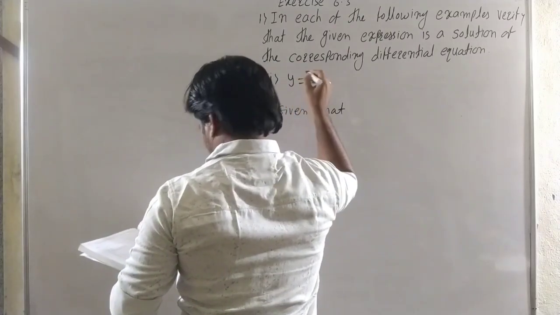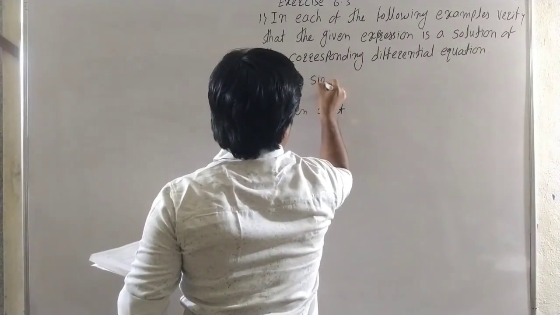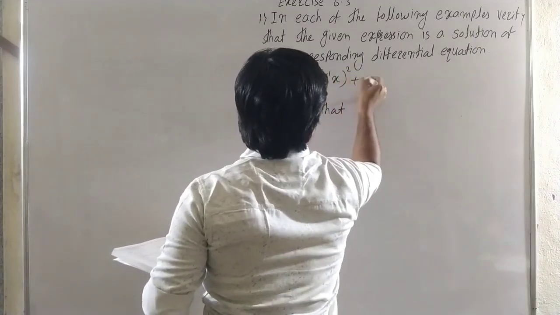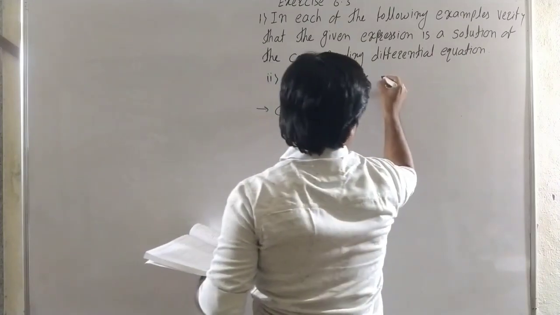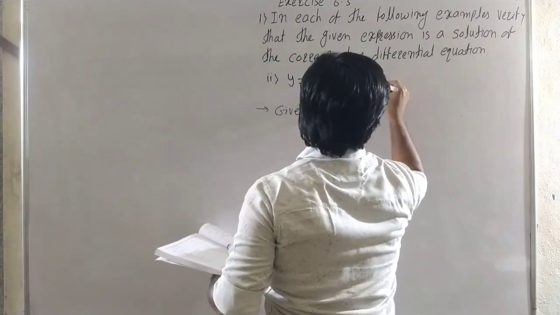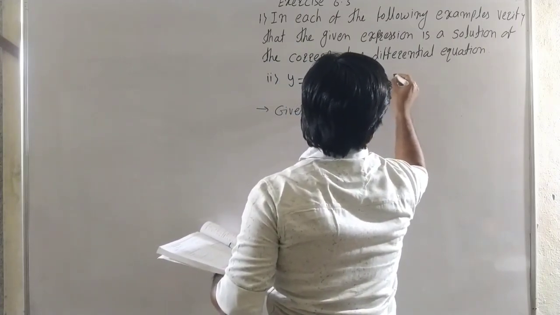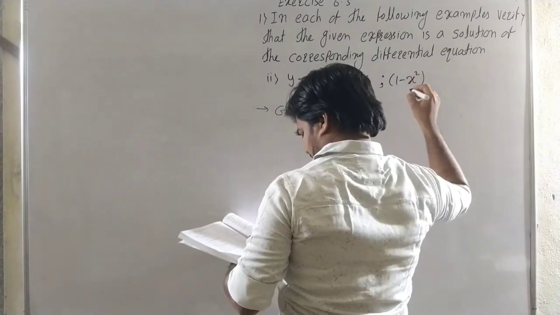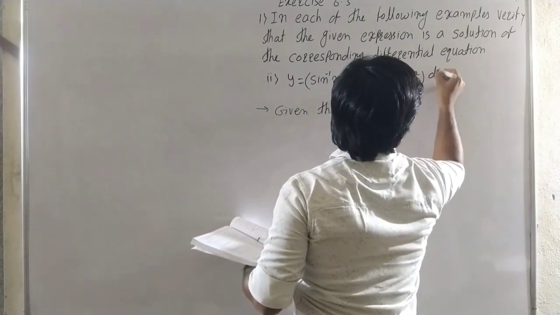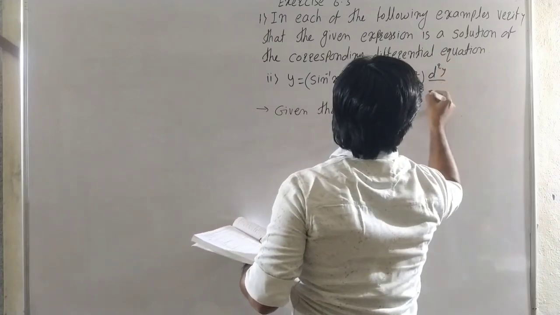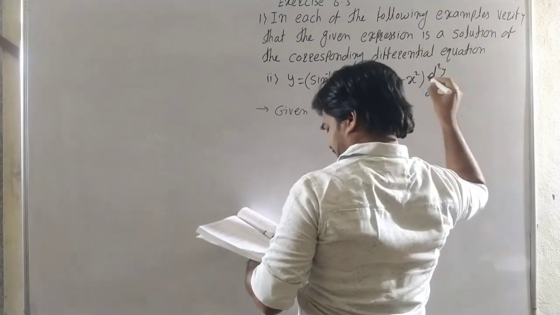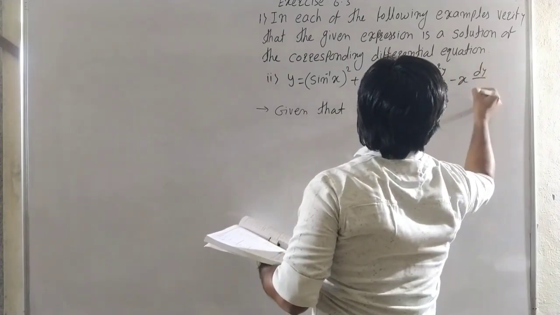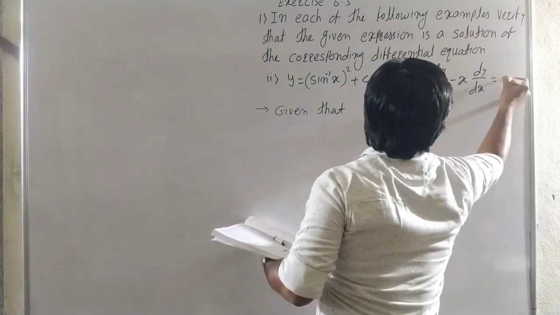y is equal to (sin inverse x) whole square plus c, and the differential equation is (1 minus x square) d2y by dx2 minus x dy by dx is equal to 2.